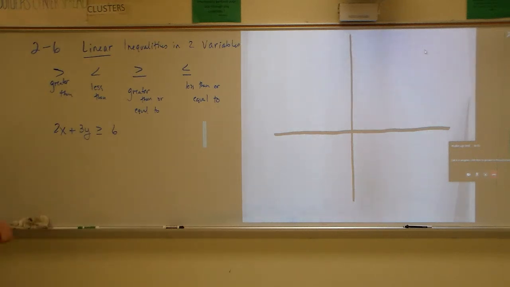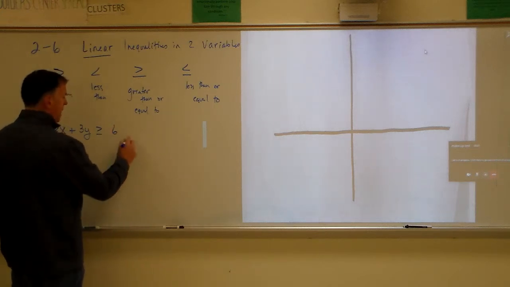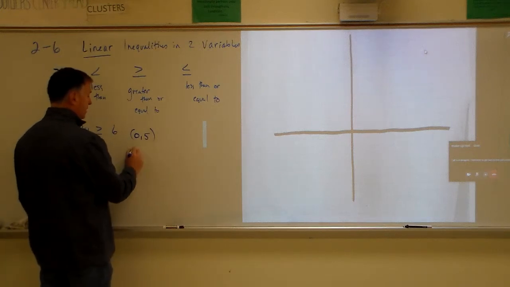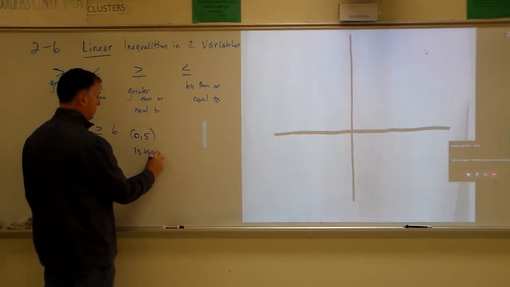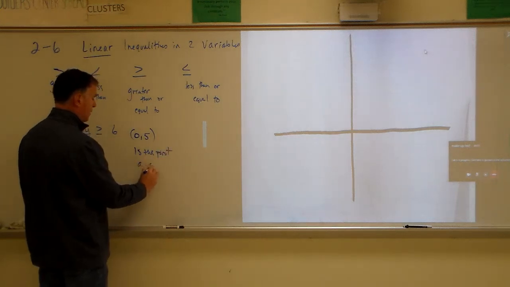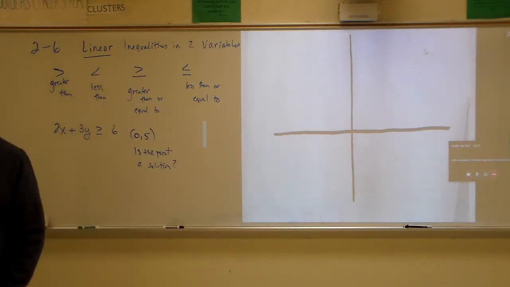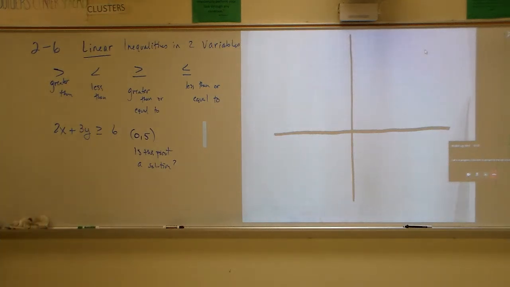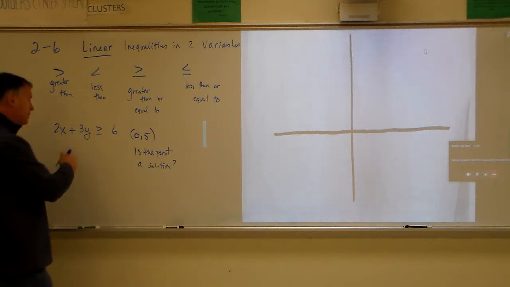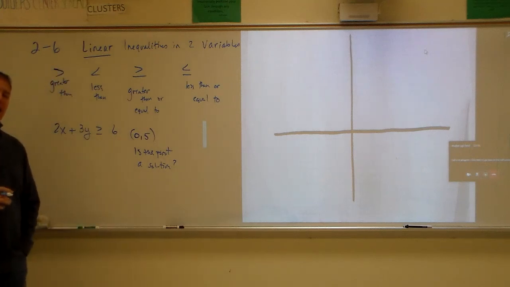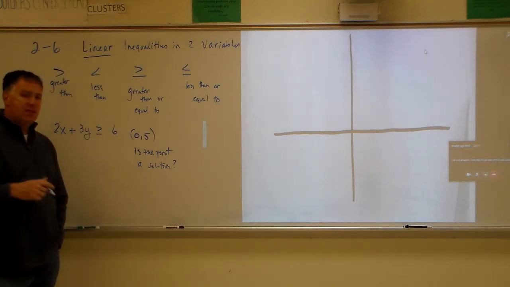And we start off by being given some ordered pairs and asking if it's a solution. Is this point a solution? So it's easy. This is one of the easier things that we've done so far. All we do is we plug it in. If it makes a true statement, then we say yes, it is a solution. If we plug it in and it's incorrect, then it's not a solution.